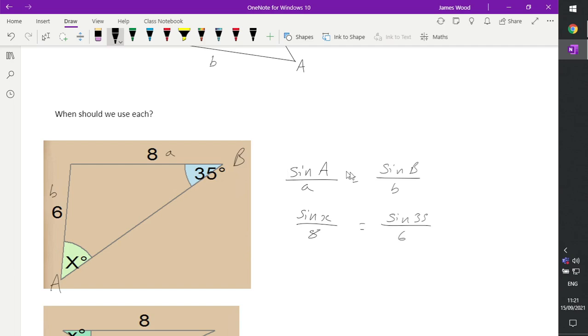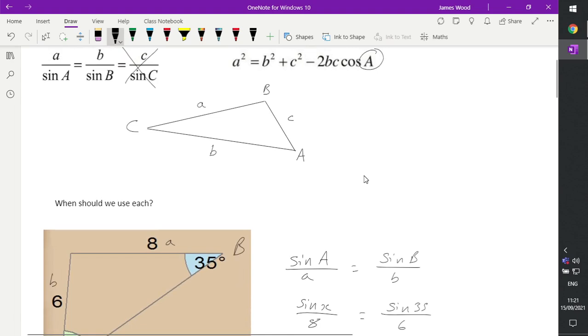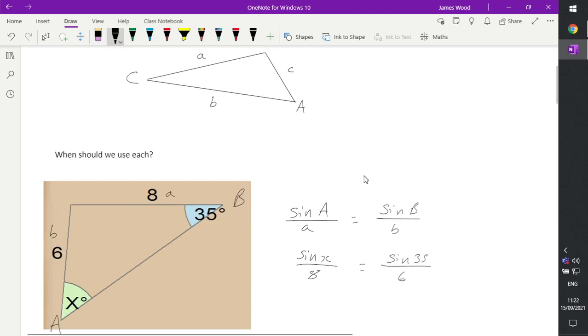I know that I've written this upside down compared to the original one, but that's fine. You can do it as a reciprocal instead. If you just flip both sides of your equation, that's perfectly fine to do. And that makes it a bit easier if you're finding an angle.